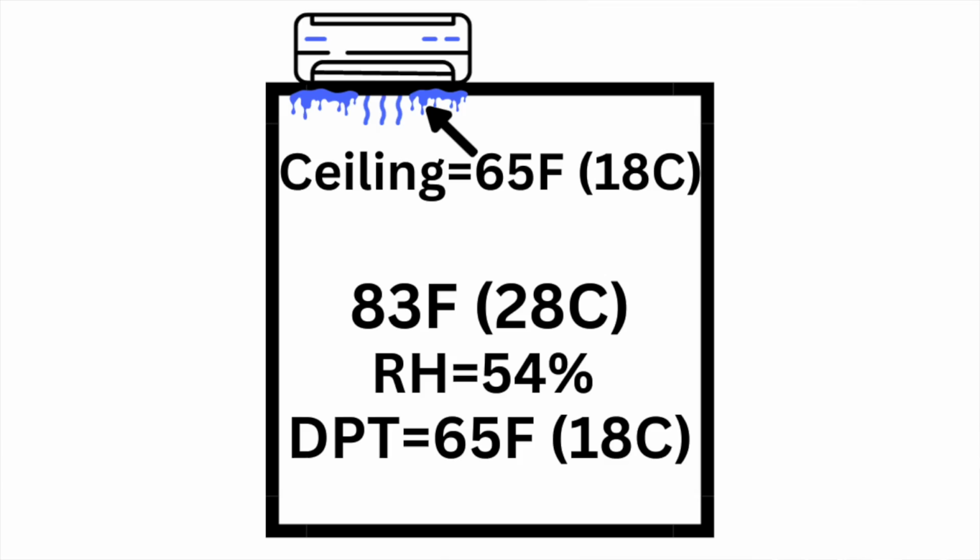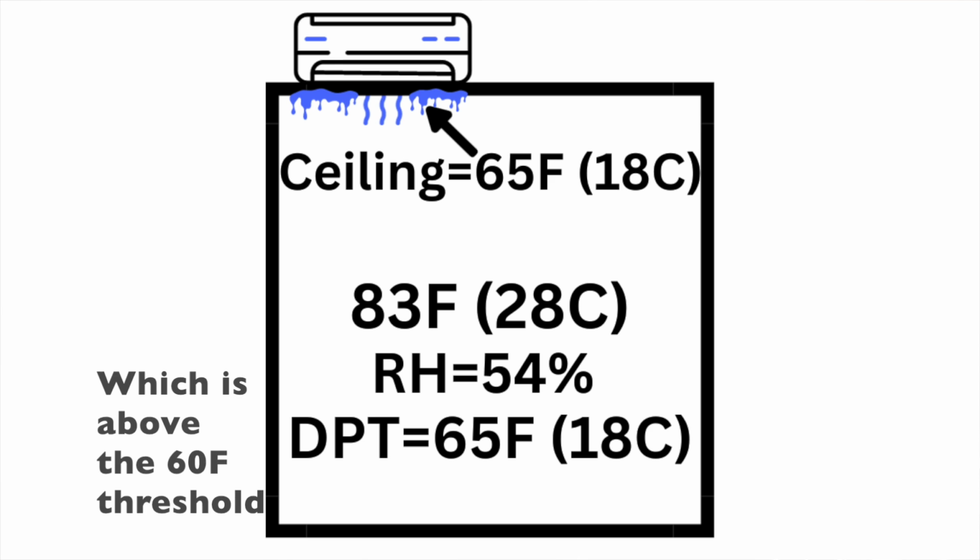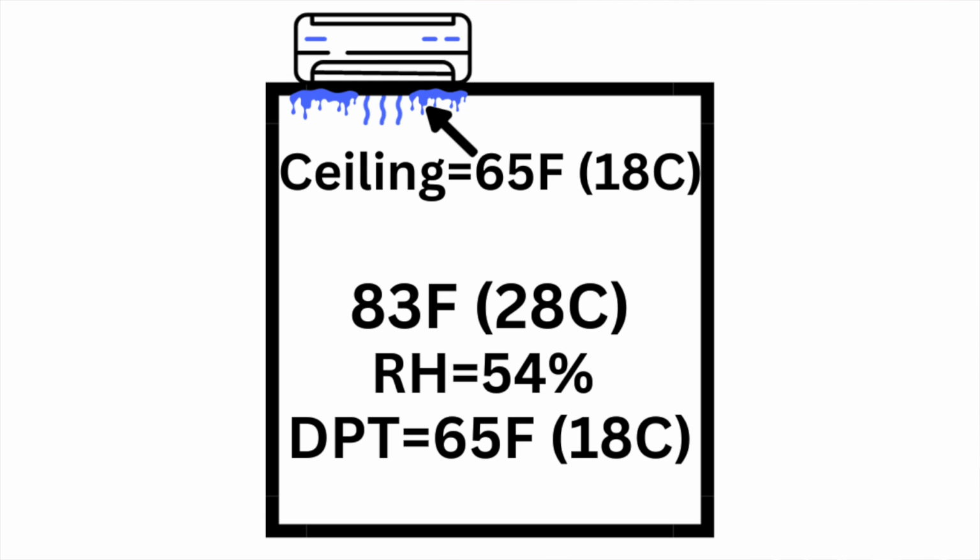In a periodically cooled space, the air temperature has risen to 83 degrees Fahrenheit. The RH is 54%. That means that the dew point is 65 degrees Fahrenheit. Here's why that's especially problematic. The surface temperature of the ceiling near where the cooled air comes out is also 65 degrees Fahrenheit, the same as the dew point. Condensation therefore occurs on the ceiling, and in turn, so does mold growth. The further below dew point the surface temperature falls, the more condensation would occur on that surface.